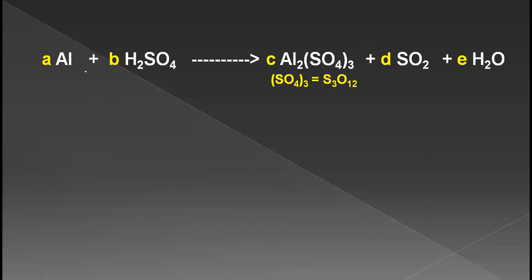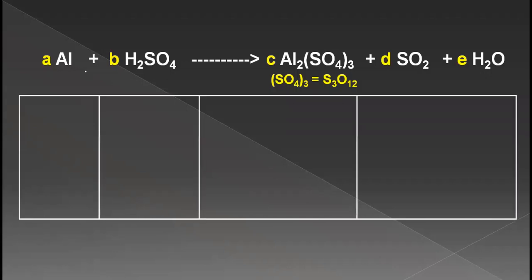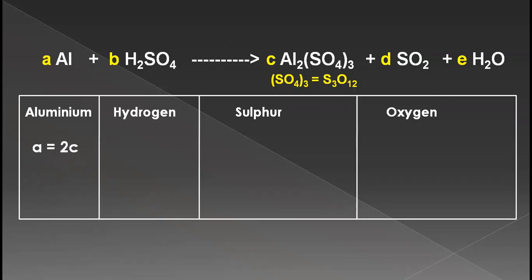To do that, I'm going to consider the condition for a balanced equation, that is, the number of atoms is equal on either side. Now let me start with aluminum atoms. We have A aluminum atoms on the reactant side and 2C aluminum atoms on the product side. So I have A equals 2C. Therefore, C is equal to A by 2. So successfully, I have written C in terms of A.